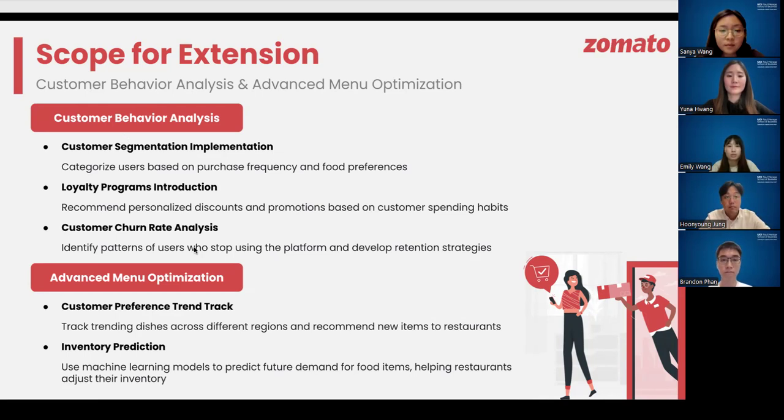And optimizing the menus also boosts business success. So tracking food trends helps the restaurant adjust our offerings, and the inventory predictions using machine learning models can improve stock management and reduce waste. So by leveraging data-driven strategies, we create a smarter and more efficient platform that benefits both customers and restaurants. So optimizing, engaging, and menu management is the future of food delivery.